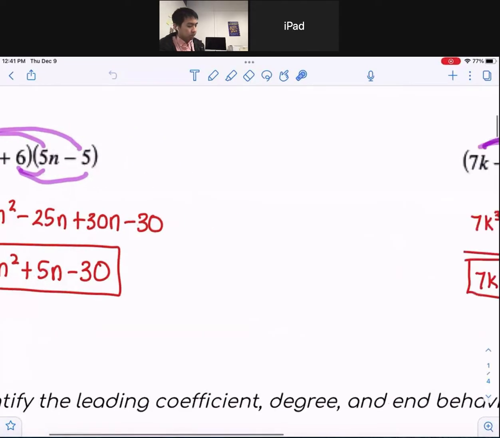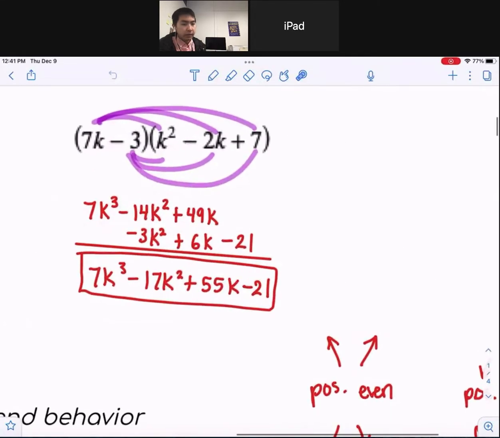Okay? And then this one, same thing. You just do a double distribution, but it's 3 terms now. 7k times k squared, 7k to the third. 7k times negative 2k, negative 14k squared. 7k times 7, 49k. Now, negative 3 times k squared, I just put it down here so that you can combine like terms here.